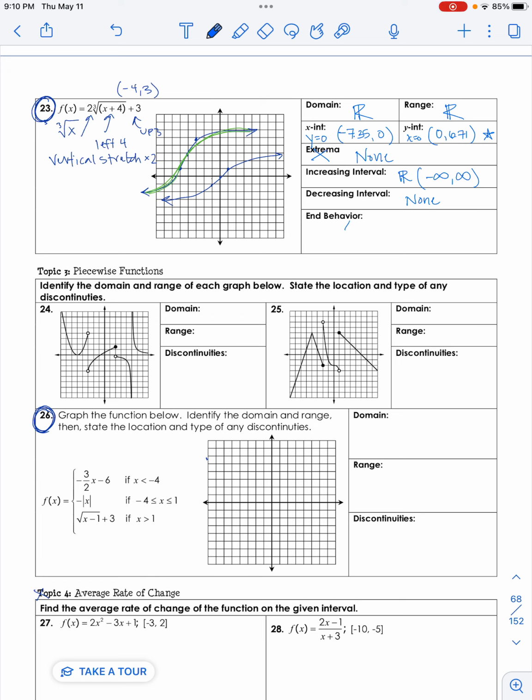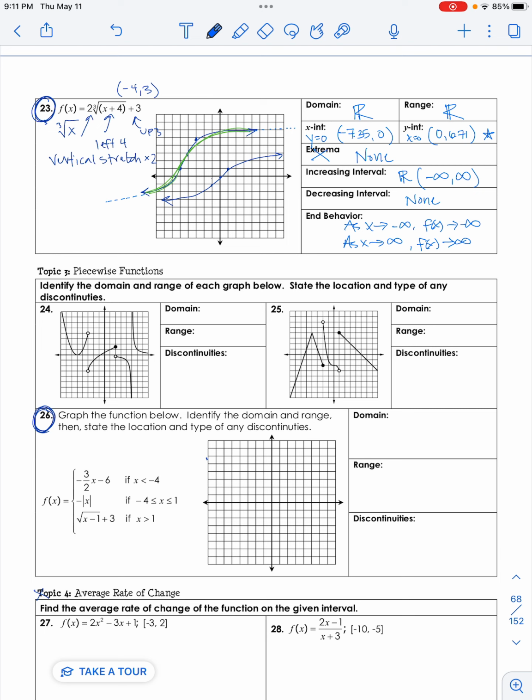The end behavior is that as x approaches -infinity, the function approaches negative infinity, and as x approaches positive infinity, f of x approaches positive infinity. So as the x values get more negative, the function gets more negative. As the x values get increasingly positive, the function gets increasingly positive.